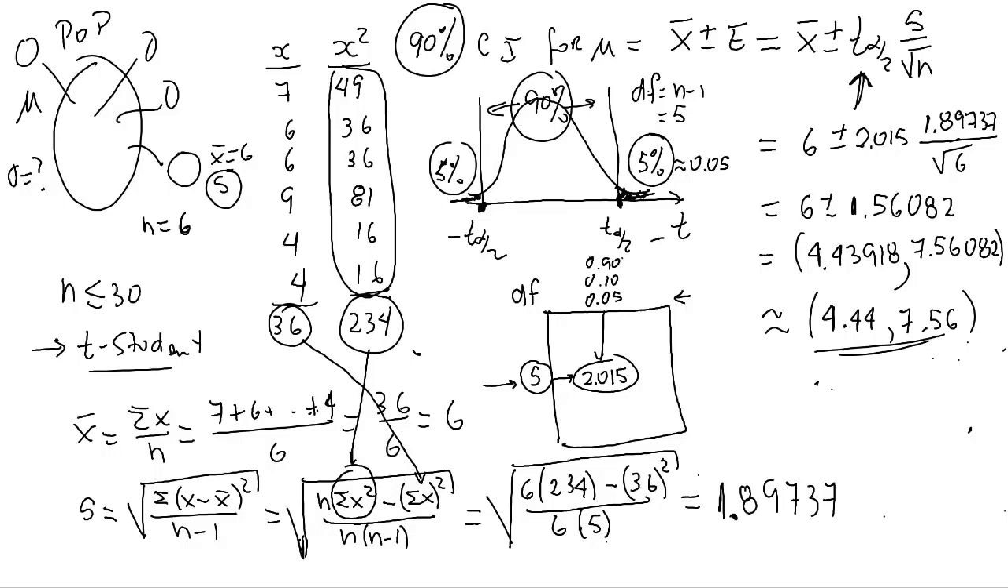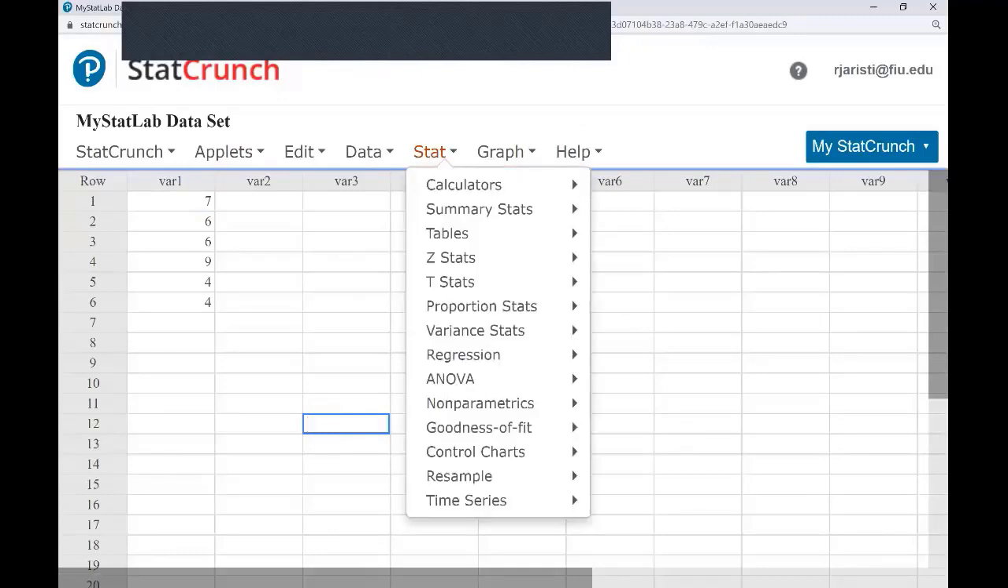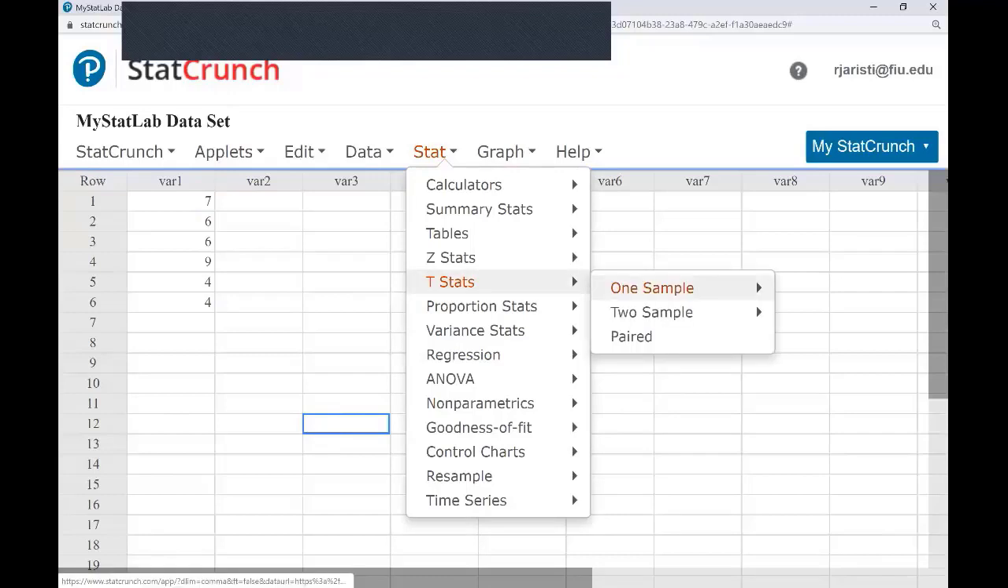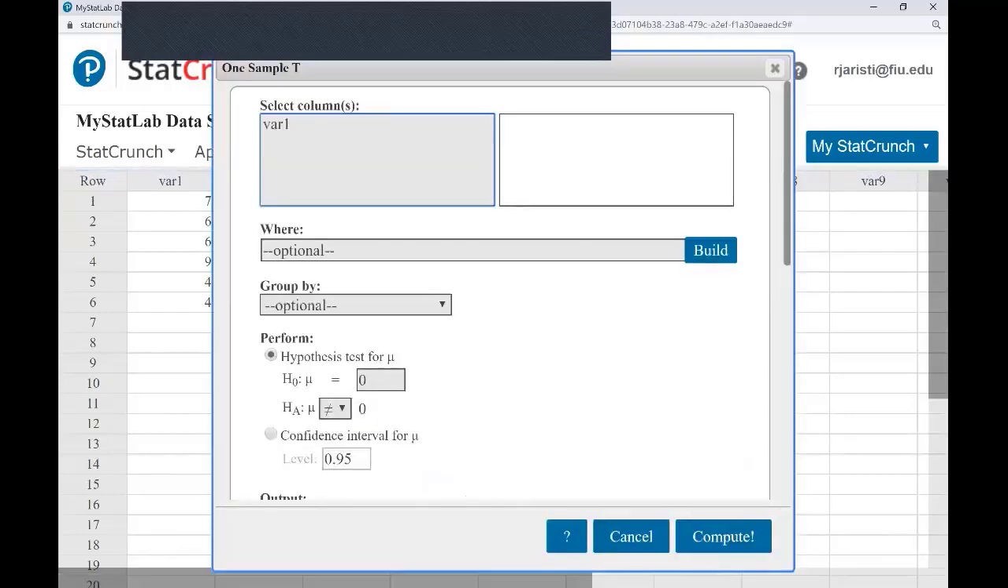Then, how can we use StatCrunch to solve this problem very quickly? Let's go to StatCrunch. We already have the data. We select Stat, and here we select T Stats. This function will be used in this chapter and in the next chapter, chapter 8. We have only one sample, and we have the data, not the summary. We have the data because 6 values were given, and my data is located in variable 1.